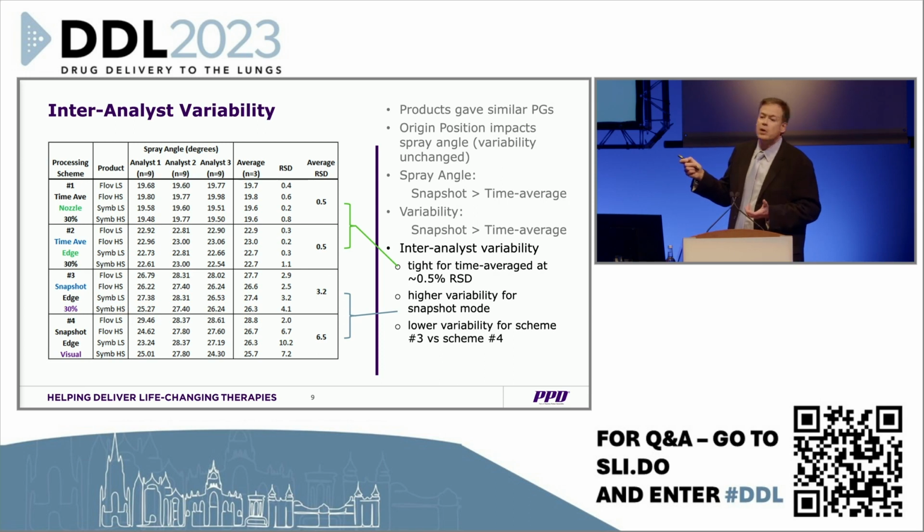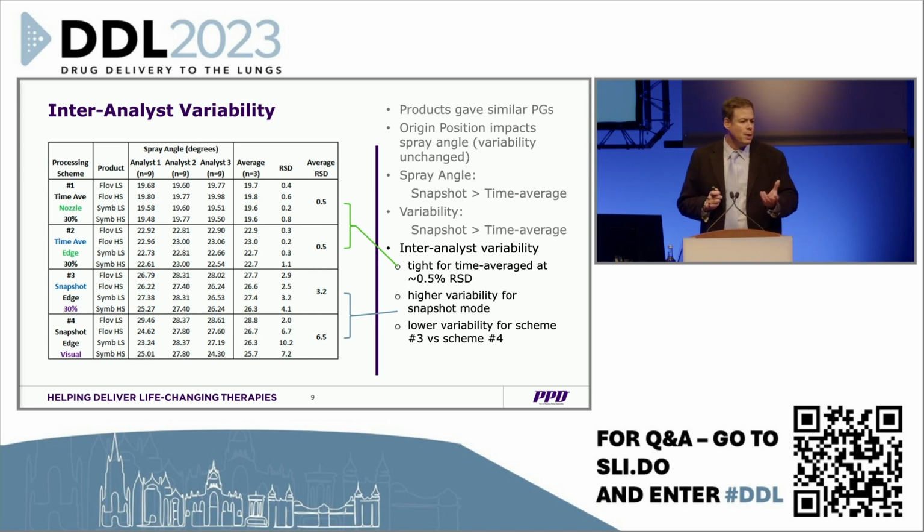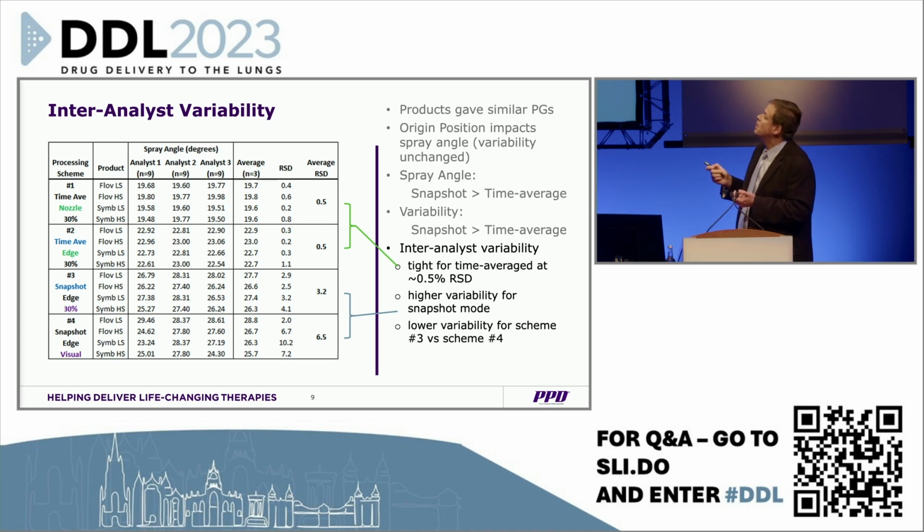Next, we looked at inter-analyst variability. So we've got the processing schemes coming down the y-axis along with the drug products. We've got the individual analysts, N equals 9 processings. From that, we looked at the average and relative standard deviations across the analysts. Within a certain processing scheme, we took a master average of the RSD to provide one number that can describe the variability of that processing scheme. So what we see from this is that the time-averaged approach achieved the very best inter-analyst variability, about 0.5%. When we jumped from the time-averaged approach to snapshot mode, the variability increased by a factor of 6x. And then when our well-trained analysts just visually placed those arms, the variability increased by another factor of 2.